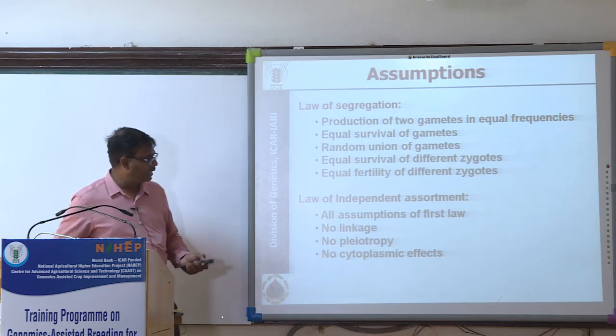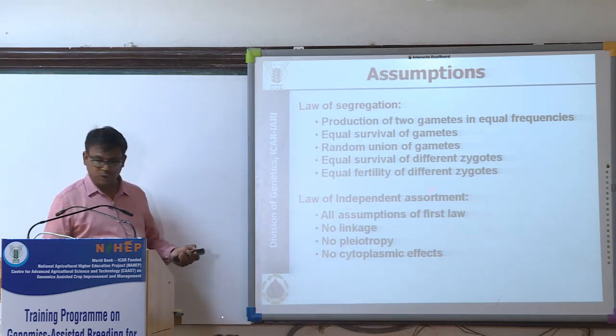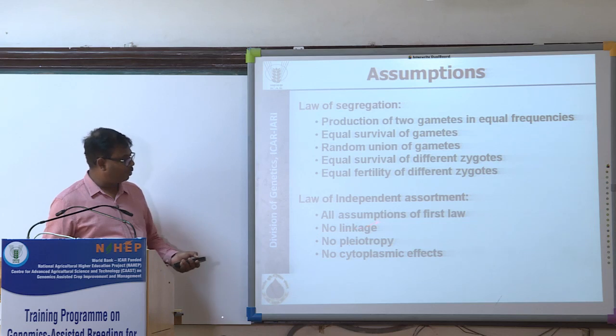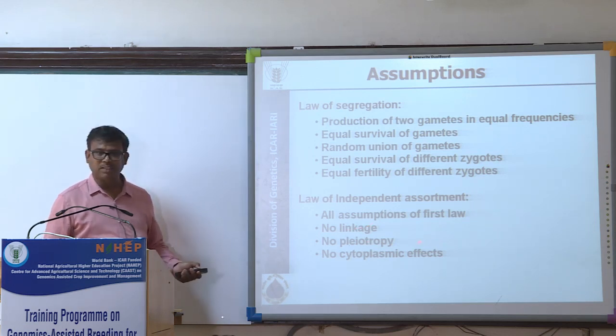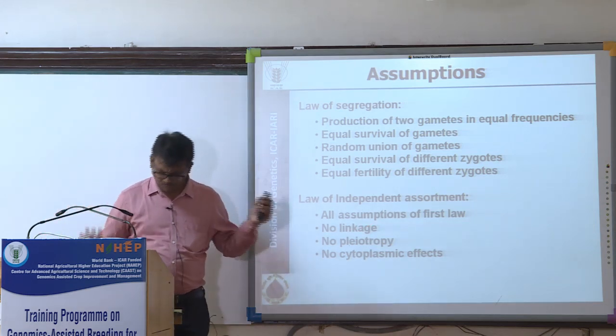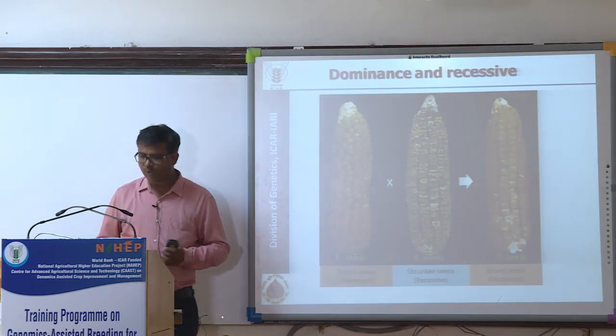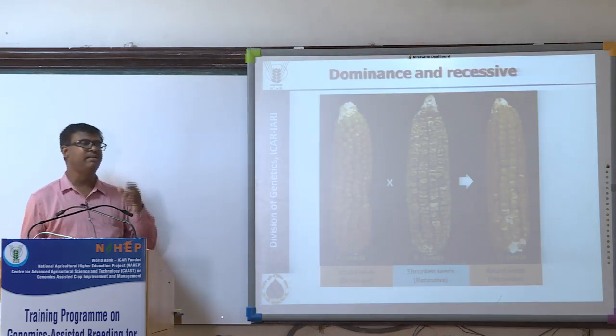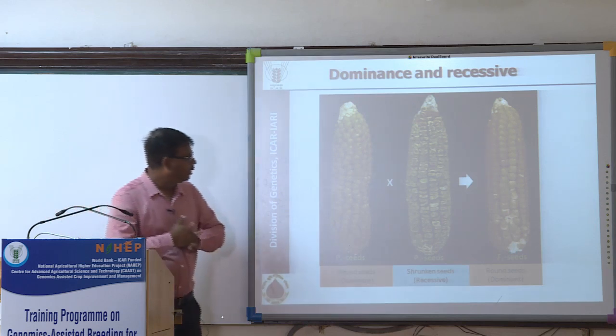As far as the second law is concerned, all the assumptions of the first law are also true. Apart from that, no linkage, no pleiotropy, and no cytoplasmic effect should be there also. So, that we all know. Now, look here how we can demonstrate each and everything using maize cob.